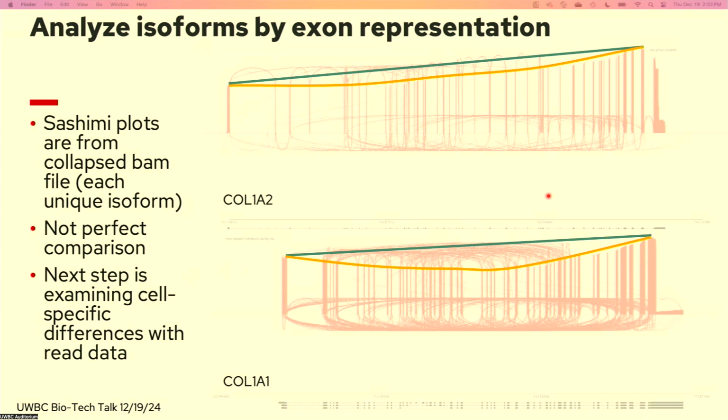So what we're now going to do is look at exon representation across our fibroblast clusters for some of these extracellular matrix proteins, to see if looking at our reads individually may be able to give us more information about the functional output of what we're seeing.